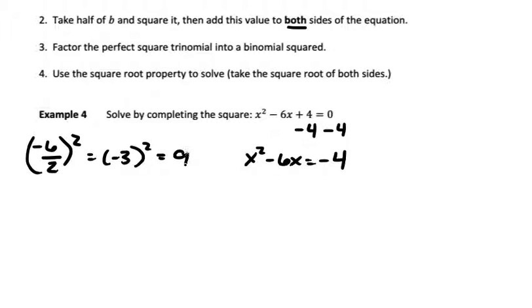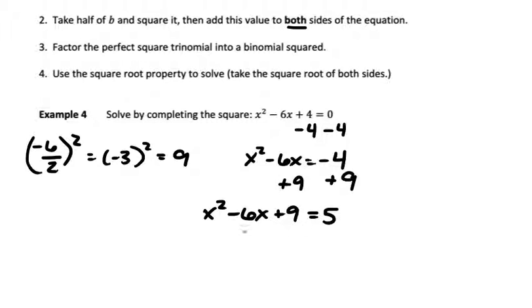Notice that even if my b value is negative, once I square that, I should get a positive number. So you should always be adding a positive number to both sides when you're doing completing the square. You should never be subtracting. So I'm going to add 9 to both sides. That gives me x squared minus 6x plus 9, and negative 4 plus 9 is 5.